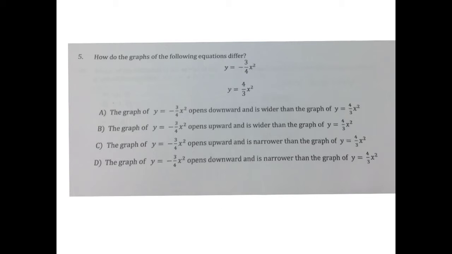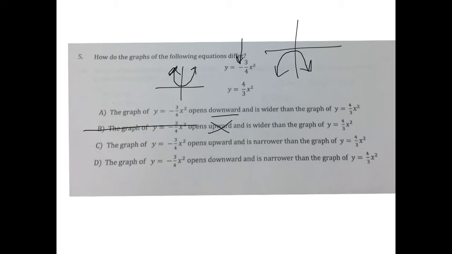All right, so you're going to need to know how graphs differ and how they're alike. If we were to type these into our calculator, because this is a negative out in front of here, it's going to be facing down like that. Because this is positive, it's going to be facing up like that. So when we read the first answer choice, it says the graph of -3/4 x squared opens downward, so that's good. -3/4 opens upward, that's wrong, so now B is out of the question. C says it opens upward, so that's out of the question. And so now, even if I can't figure out the wider or narrower part, I'm down to just 2 answer choices.